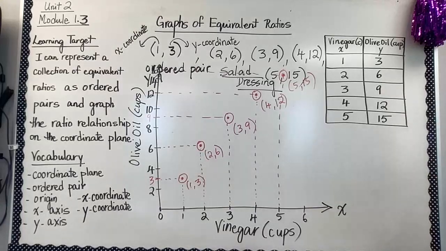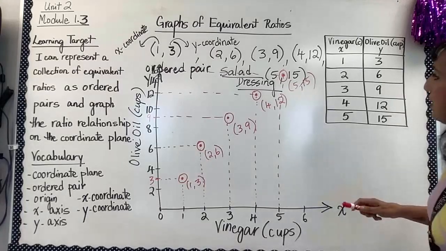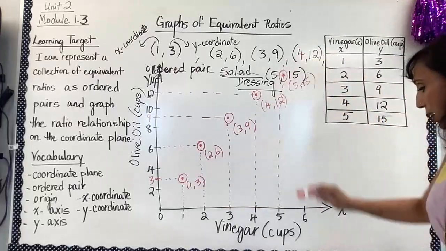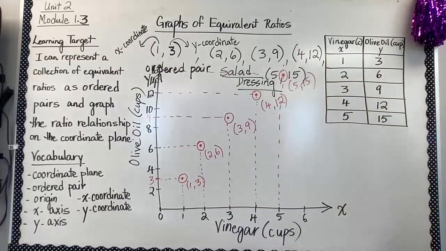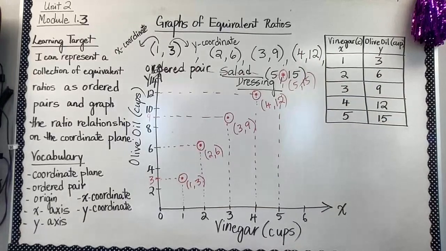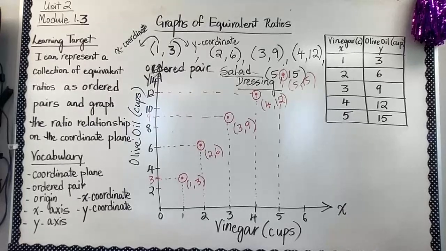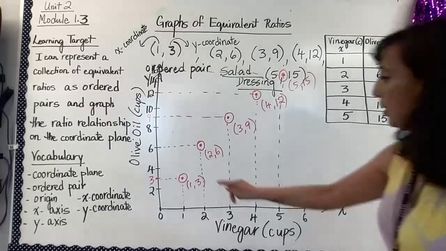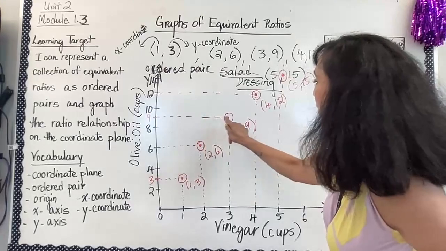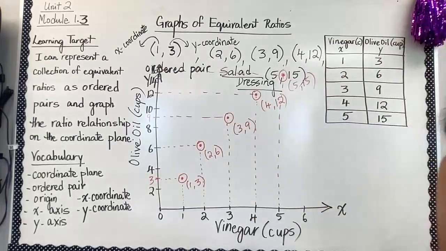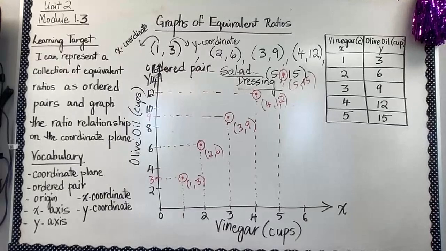And this is a graph of an equivalent ratio. As we can see, it's going to form a straight line because it's proportional. You might notice that to travel from each point to the next point, you are moving up 3 units and right 1 unit. Up 3, right 1. Up 3, right 1. Up 3, right 1. So that's basically what is happening here. These are the same numbers in the ratio of 3 cups of olive oil for every 1 cup of vinegar.